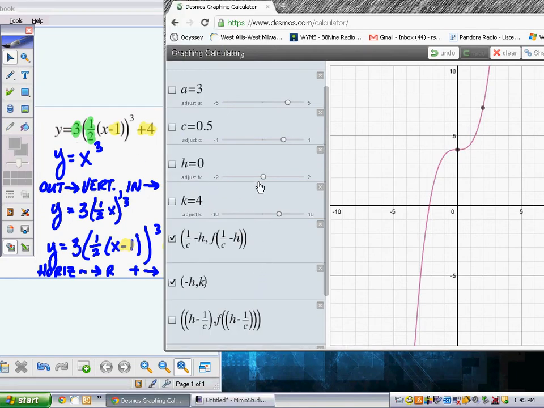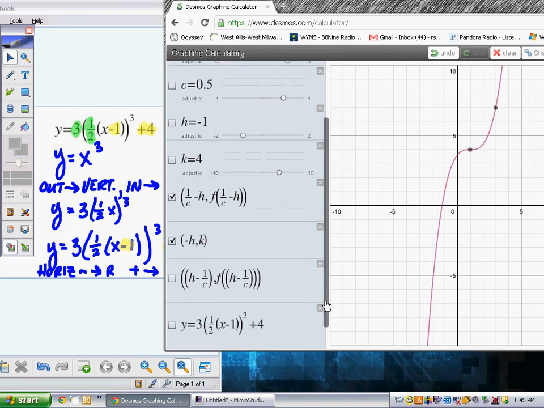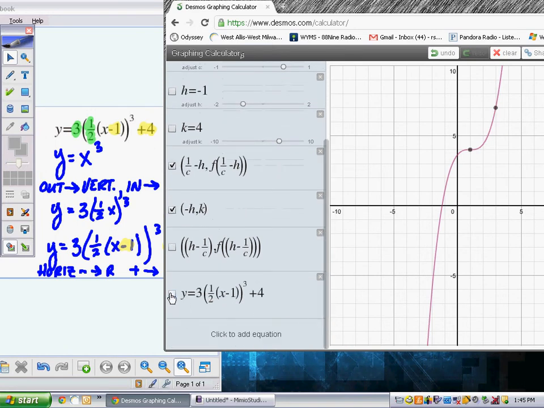I'm going to change my h value to be -1, a -1. There we go. And we see the graph moving to the right 1. There we go. That has been moved. The translations moved it up 4 and to the right 1. And we have what I said we were going to end up with. I'll go ahead and turn on that original graph again, and we see it overlaps perfectly. There we are. We wound up with it.